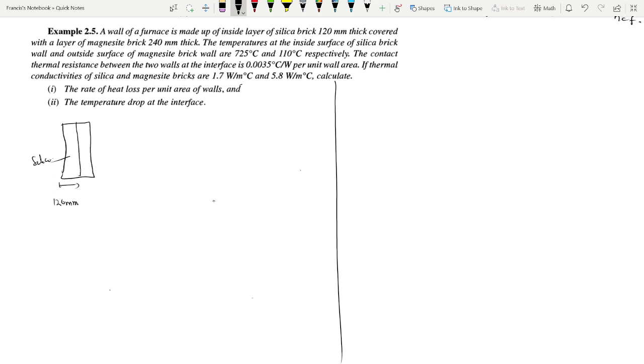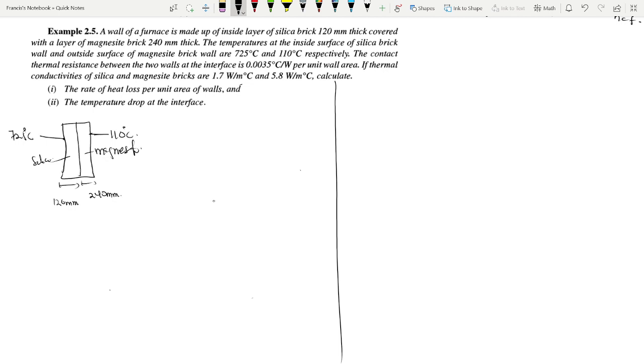So this is a layer of magnesite brick, with a thickness of 240 millimeters. The temperatures at the inside surface of the silica brick wall and the outside surface of the magnesite brick: this is the inside surface, 725 degrees Celsius. Then the outside of the magnesite is 110 degrees Celsius.